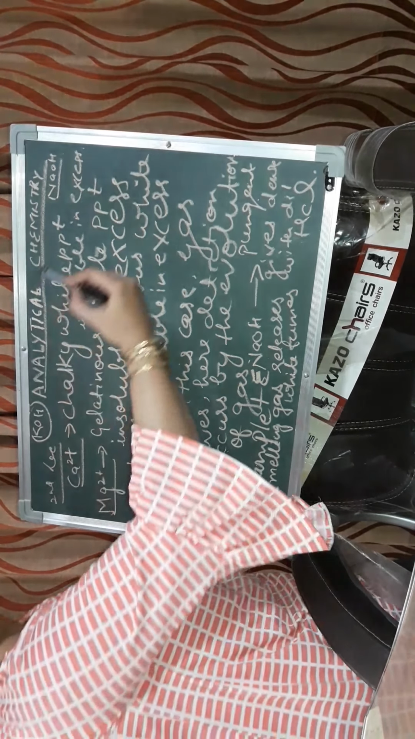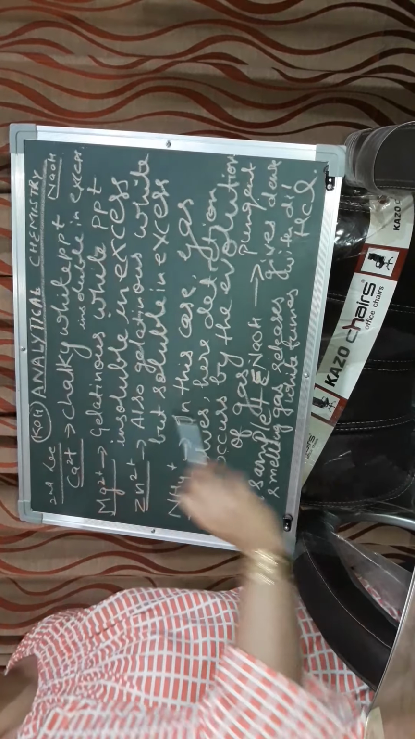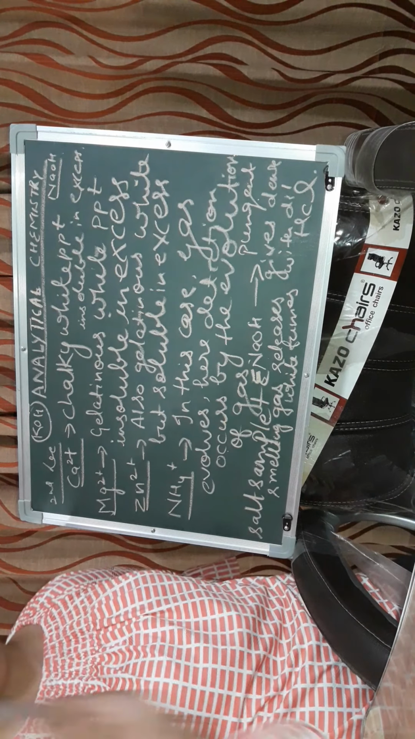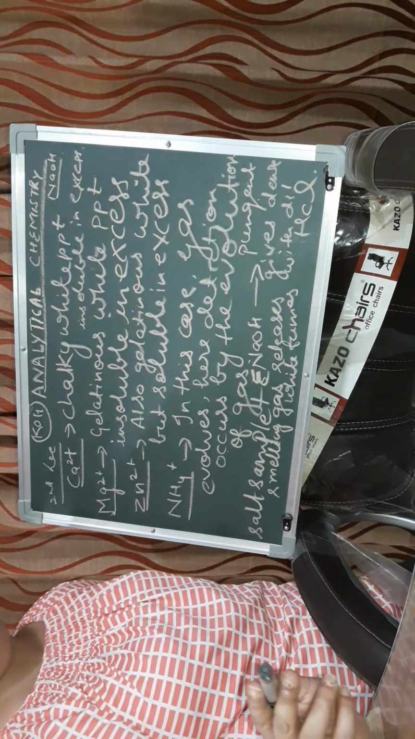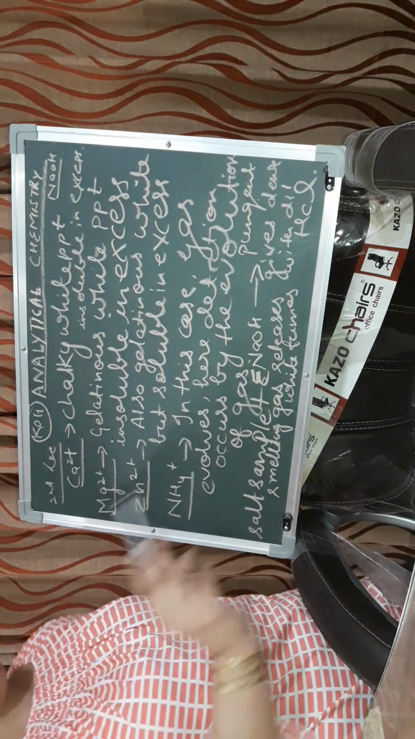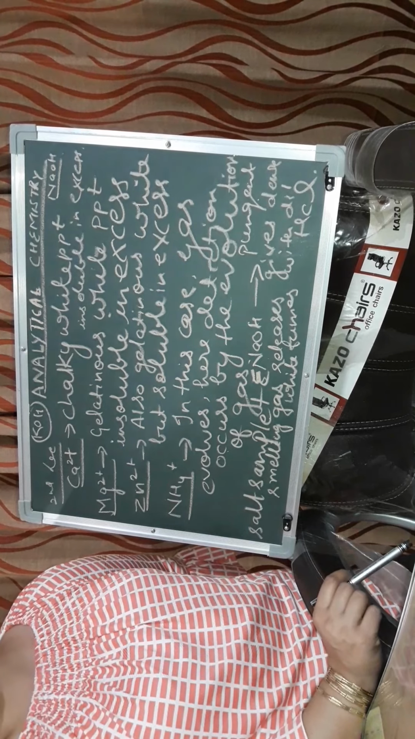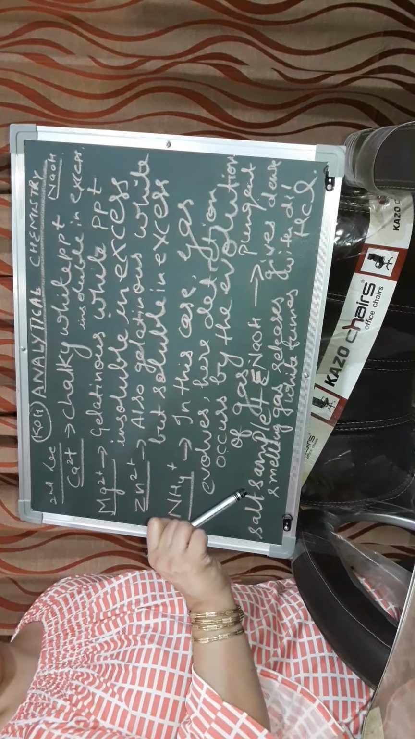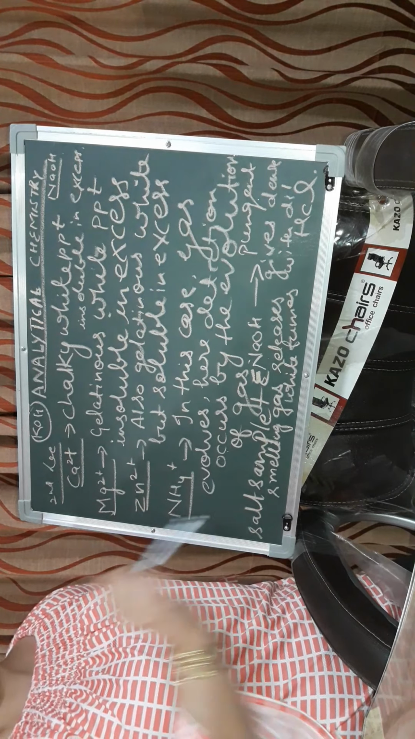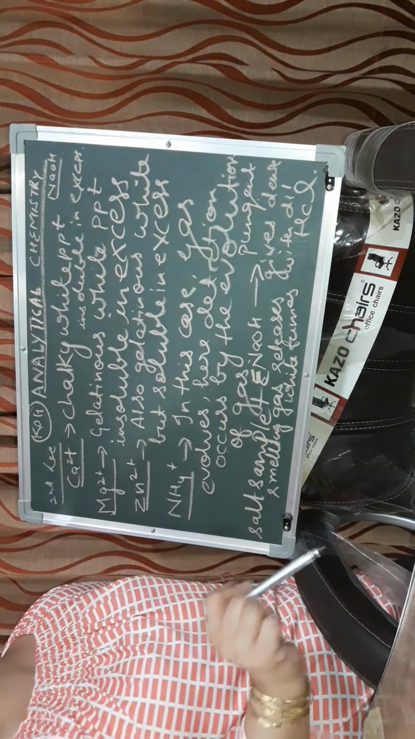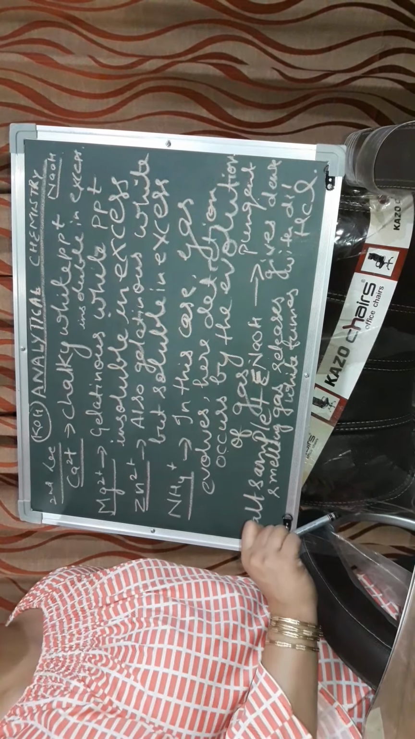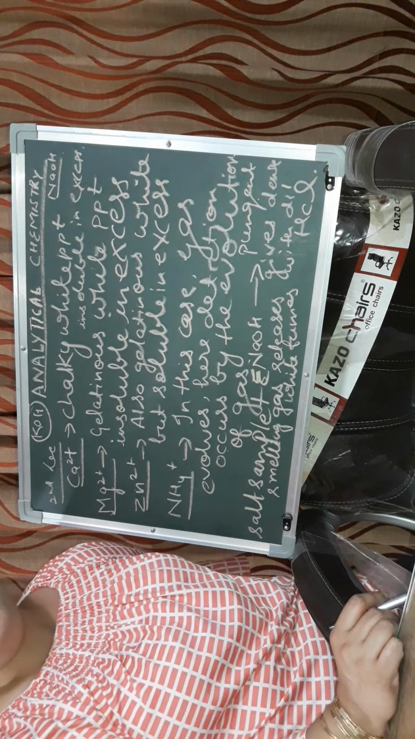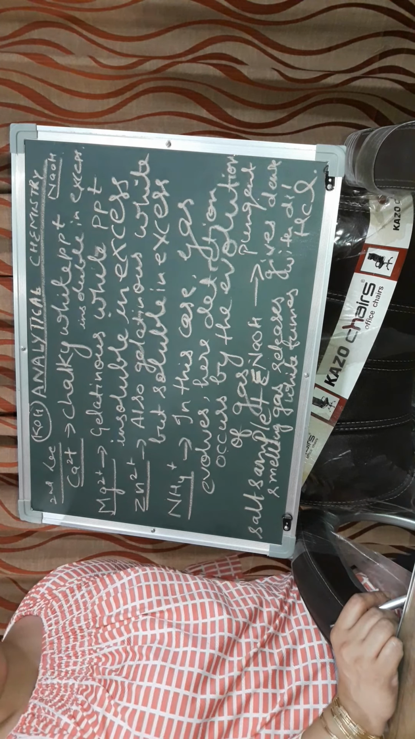For calcium, chalky white precipitate, insoluble in excess of NaOH. For magnesium and zinc, for both, gelatinous white precipitate, but magnesium hydroxide is insoluble in excess of NaOH or KOH, whereas zinc hydroxide is soluble in excess of NaOH or KOH. And for ammonium, NH4+, release of ammonia gas, a pungent smelling gas, the only basic gas which turns red litmus to blue, and the confirmatory test which gives dense white fumes with the glass rod dipped in HCl will confirm the presence of ammonium cation in the unknown salt sample.